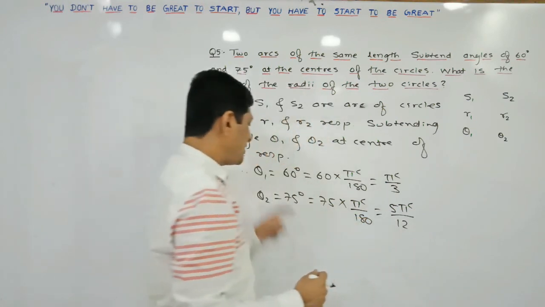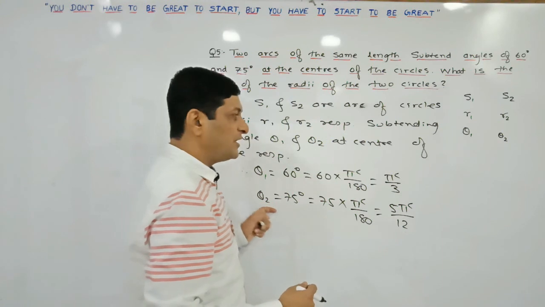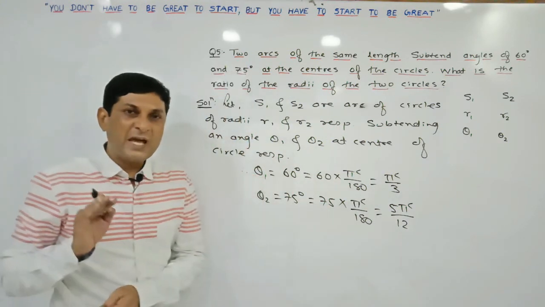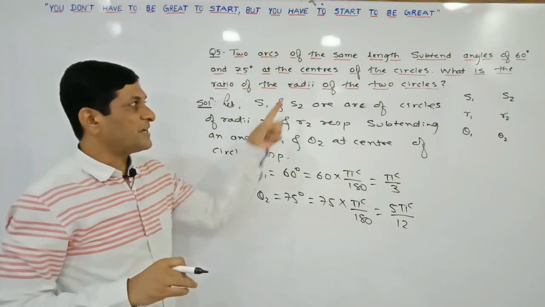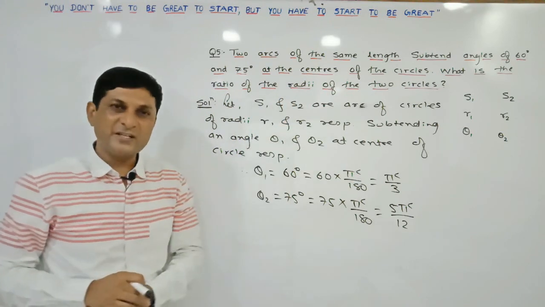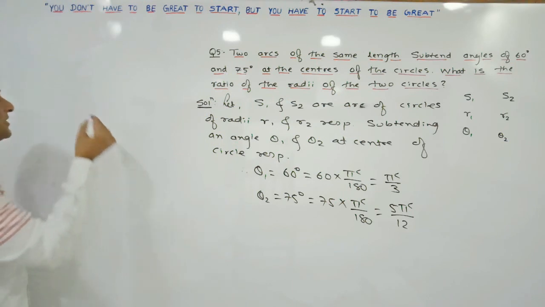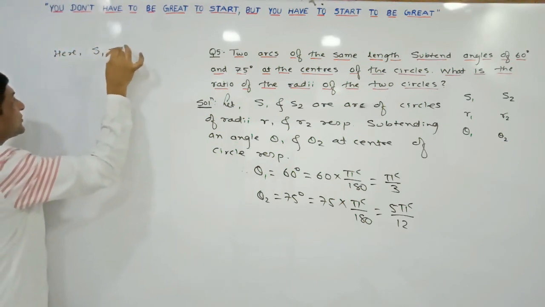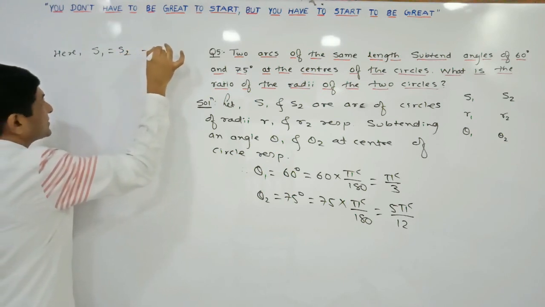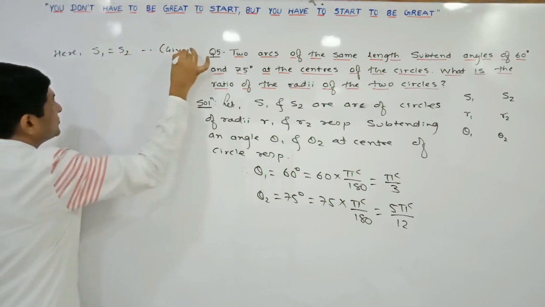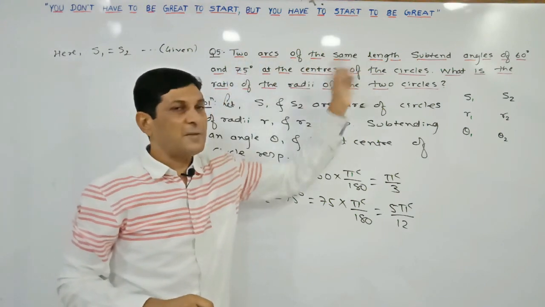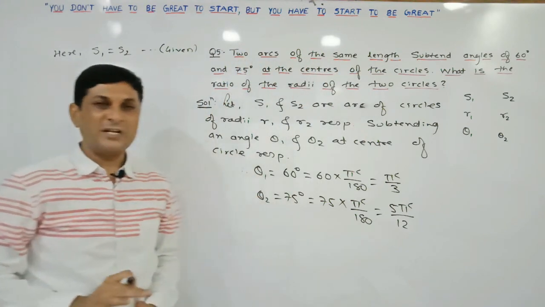So in this way we have got the values of theta 1 and theta 2 in terms of what? Radians. Now we are using the given condition to find the required ratio, meaning the ratio of what? The radii of two circles. What is the given condition? It is given to us that S1 and S2 are equal, that is, these two arcs are of equal length.